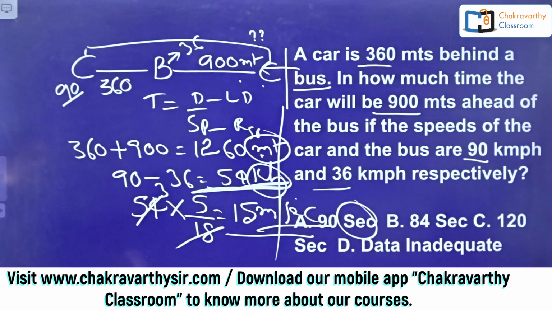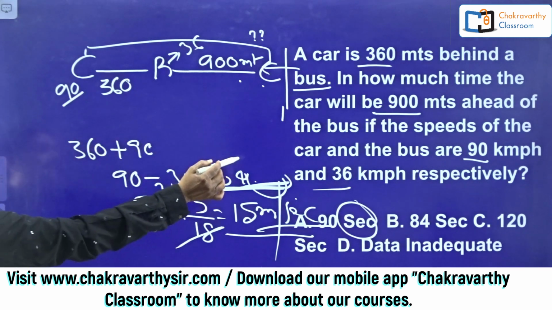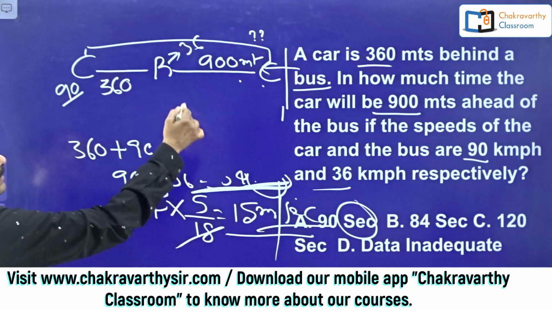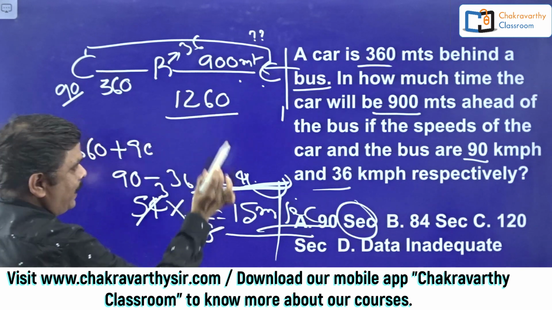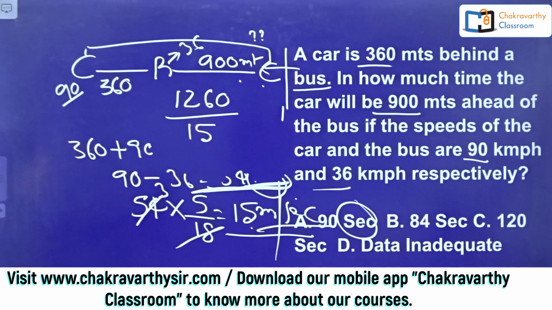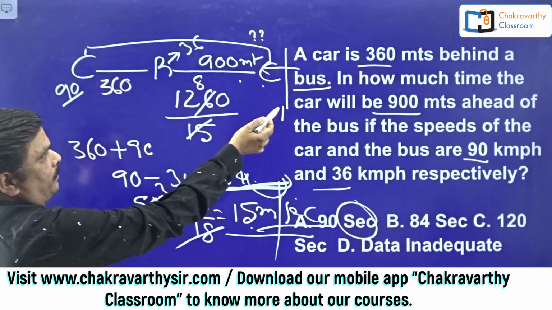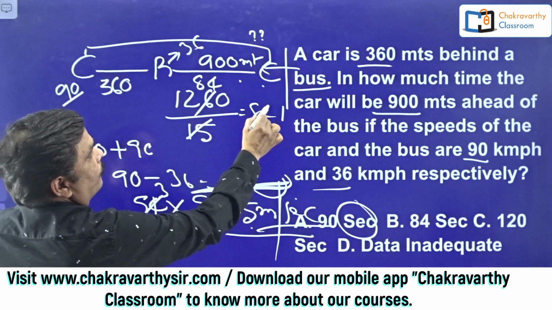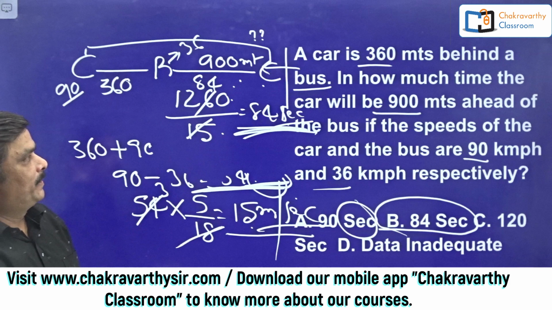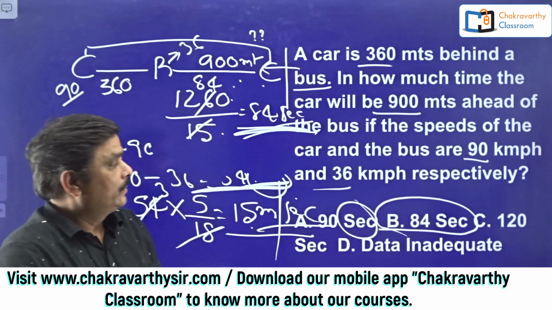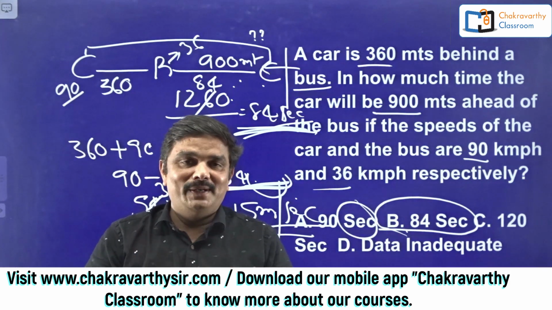Alright, now to get the answer, substitute these values in the formula. Time is equal to distance, 1260 meters, divided by the speed, 15 meters per second. Just go for the simplification. This is 15 8 times, 126 is remainder and 15 fours, 84 seconds is the answer. Because this is meters and this is meters per second, my answer is in seconds. So in the options we have got the answer in option B. Hope you understood this one.